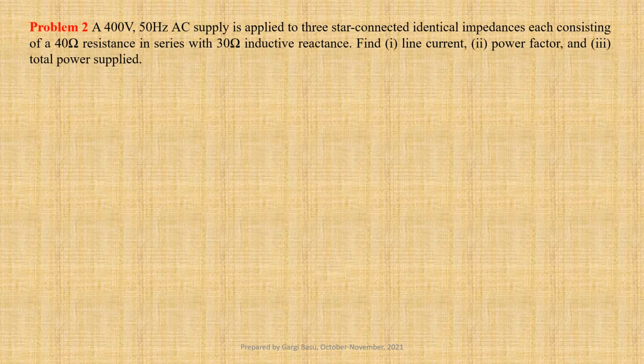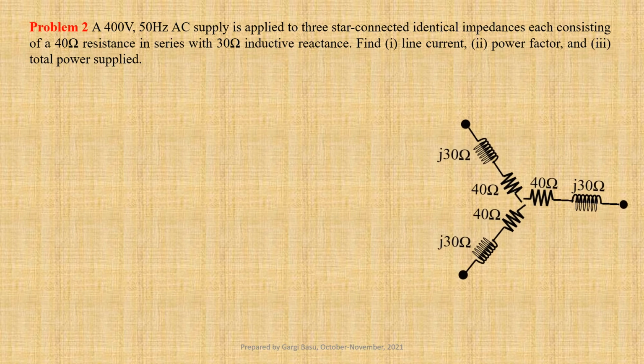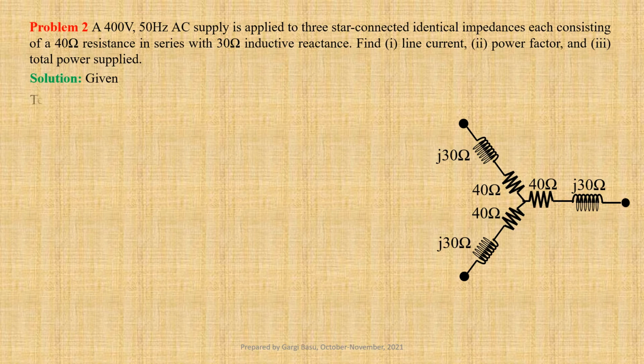A 400 volts 50 Hz AC supply is applied to three star-connected identical impedances, each consisting of a 40 ohm resistance in series with 30 ohm inductive reactance. We have to calculate line current, power factor and total power supplied. Let us first write down the given data. Line to line terminal voltage VL equals 400 volts.